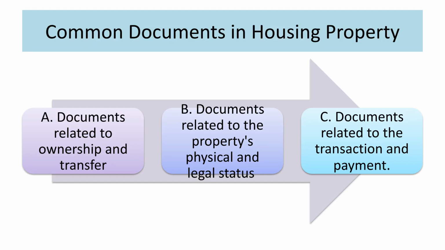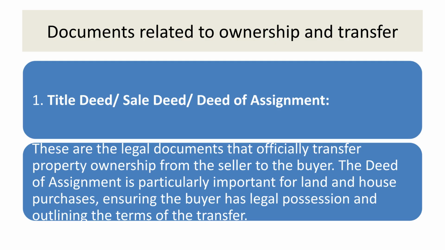Common documents in housing property fall into three categories: those related to ownership and transfer, those related to the property's physical and legal status, and documents related to the transaction and payment. Documents related to ownership and transfer include the title deed, sale deed, and deed of assignment. These officially transfer ownership, with the deed of assignment being vital for land and house purchases.